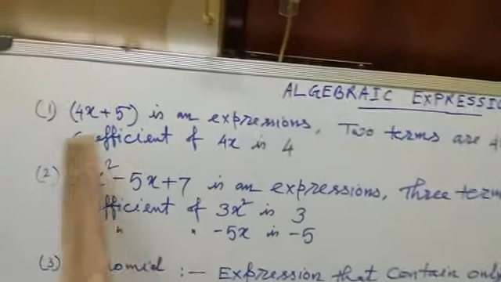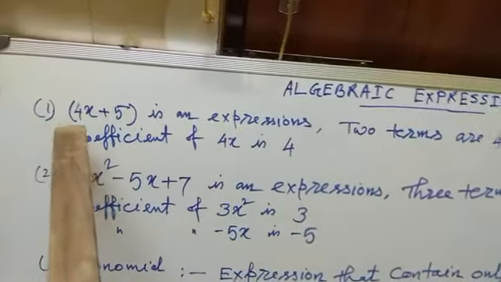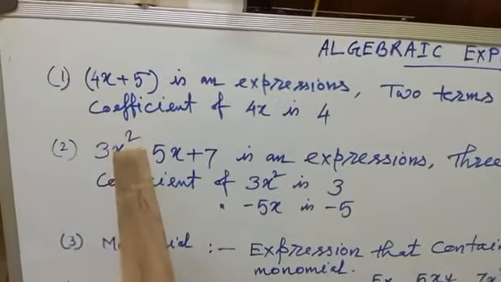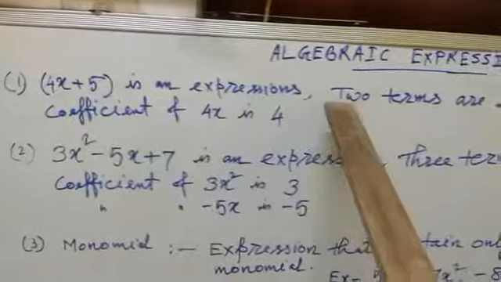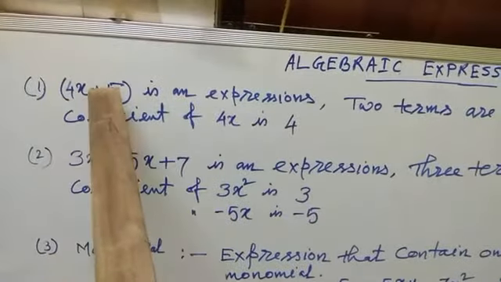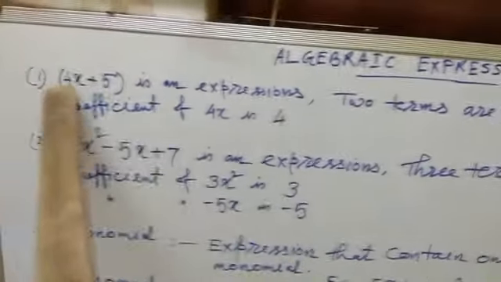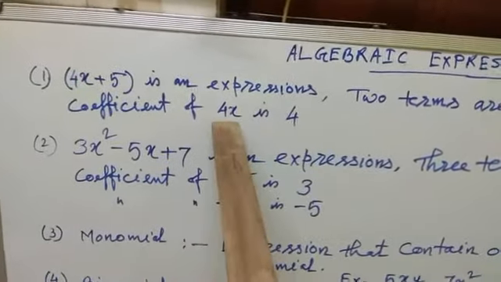1.1: 4x plus 5. It is an algebraic expression. It has two terms, 4x and 5. The coefficient of 4x is 4.